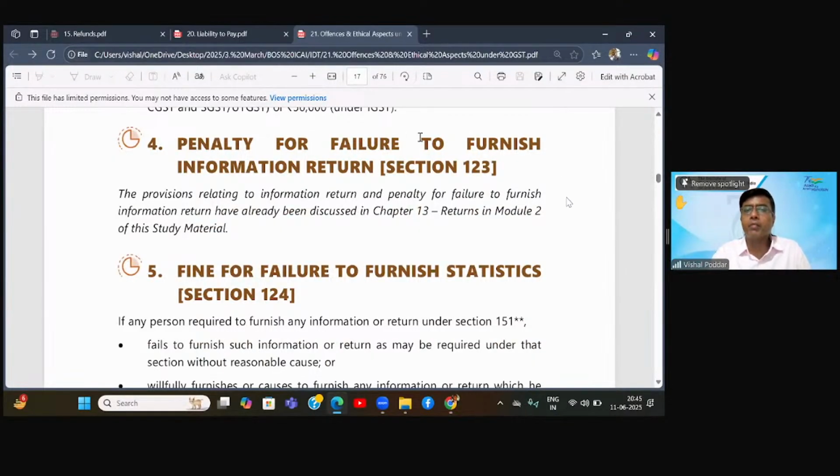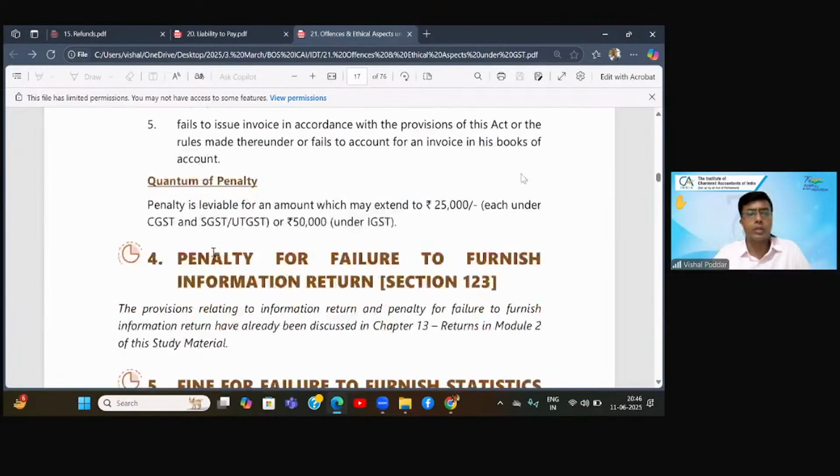It says penalty for failure to furnish information return. Now, what is this information return? Please understand, an equivalent amount of 25,000 under CGST Act as well. That is what I said. So it is CGST 25, SGST 25, so total will be 50,000. See, this is what is also explained here. So this is about the last part. So penalty is leviable for an amount which may extend to 25,000 each under CGST and SGST. So total it will be 50,000. Correct?